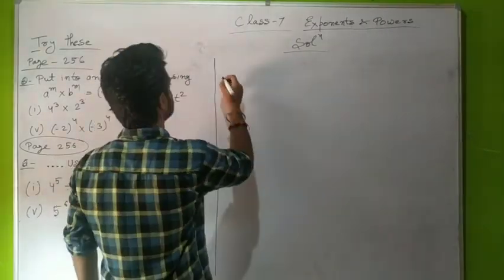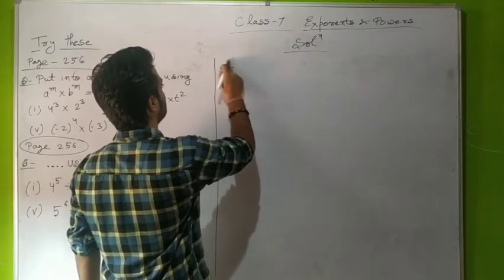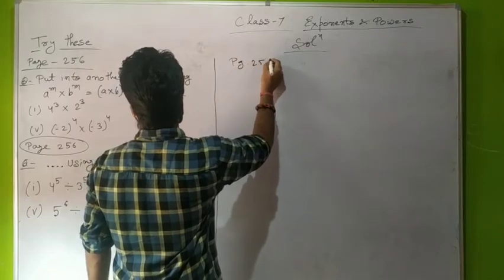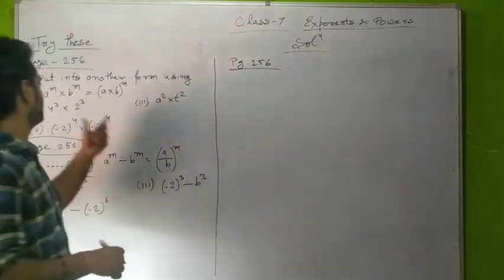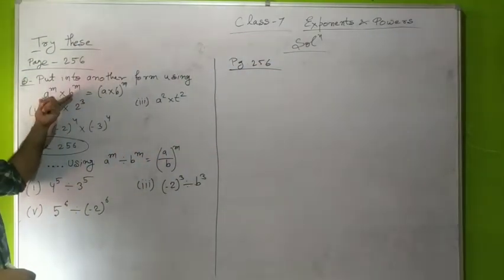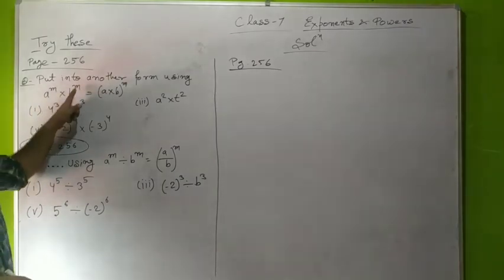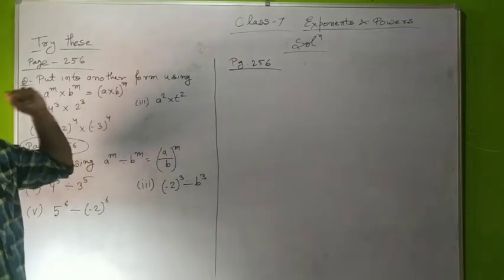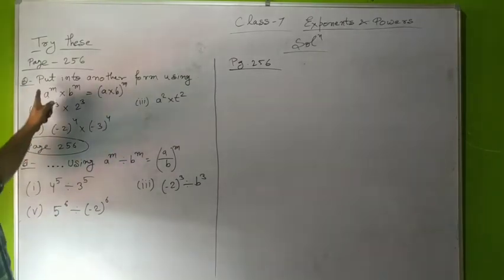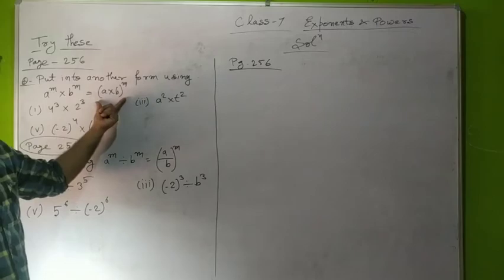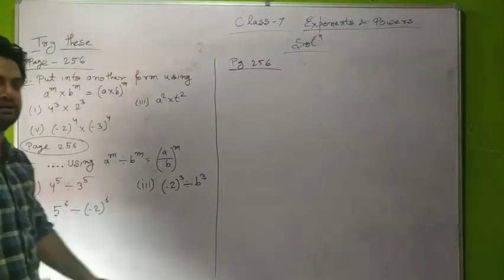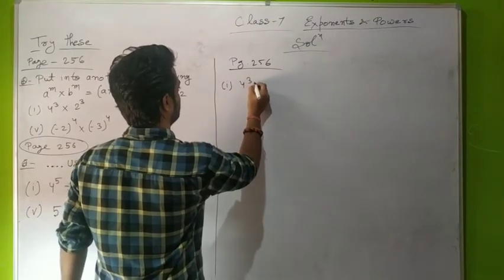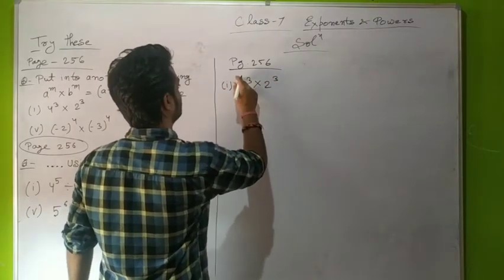The first question is that we have to put these into a particular form. If the form is a raised to the power m into b raised to the power m, we have to convert it into a into b raised to the power m. As we know, when the powers are the same, the bases are multiplied. We have to use that property. The first question is 4 cube into 2 cube.